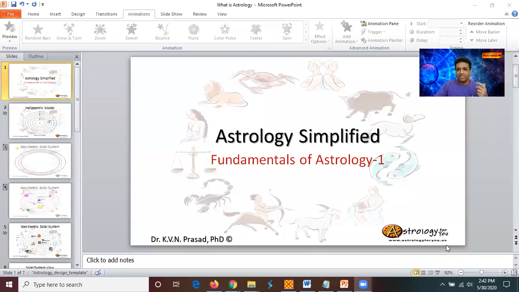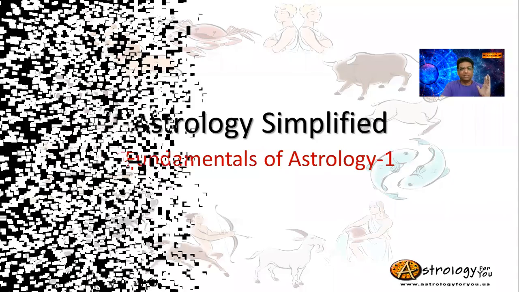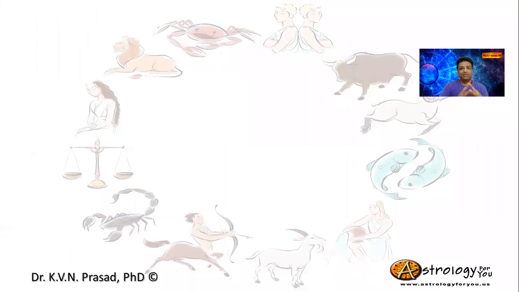It is called Astrology Simplified, like I said, and the fundamentals of astrology. In these fundamentals, like I said, what we have learned in our school and how it is different or how it is the same in astronomy, in the science world, comparing both of these things. So first, let us see the zodiac.